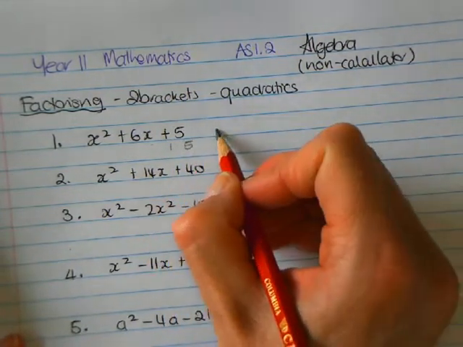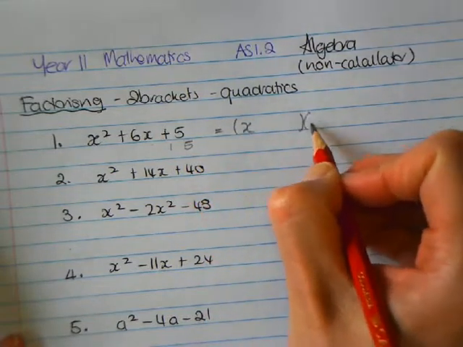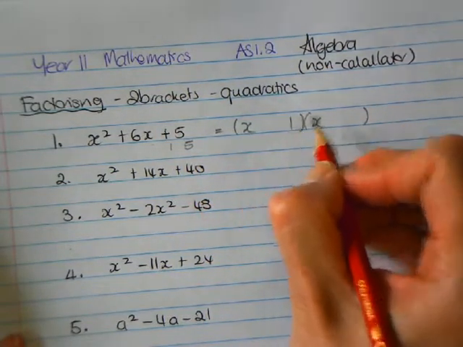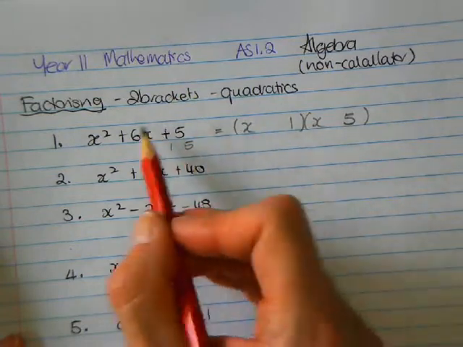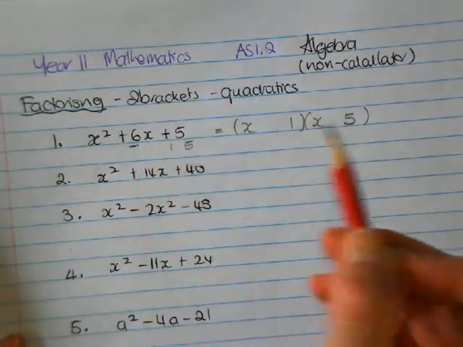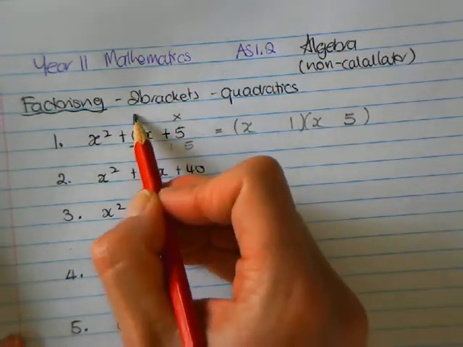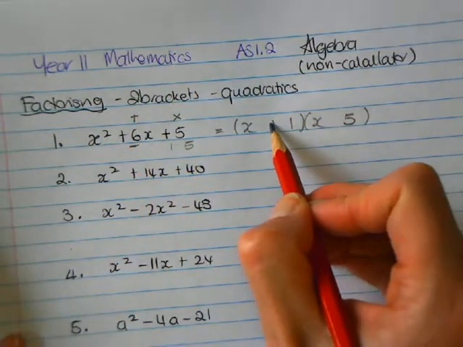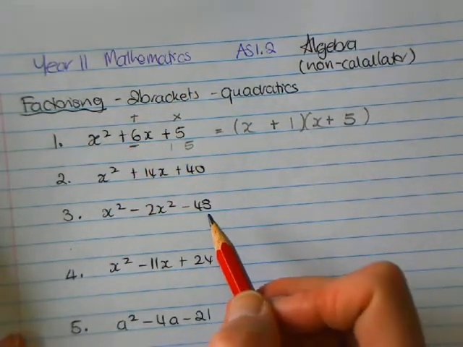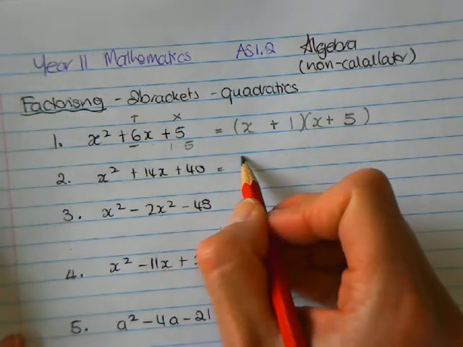So therefore we write x, and we put our 1 and 5 in here. Now we have to ensure that these two numbers make 6, the middle number. So they multiply to give us 5, and they add to give us 6. So plus 1, plus 5. Using the same strategy as here.